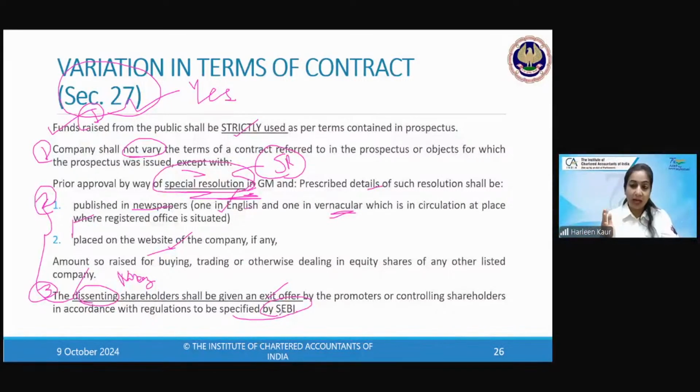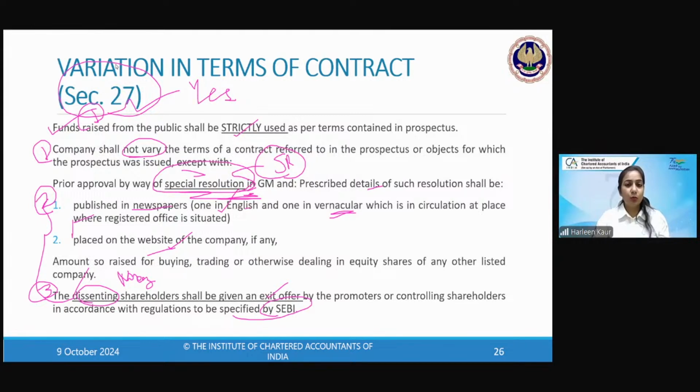Vishika, I will give you time. Just let me complete. Dissenting shareholders will be given an exit offer. That is, if they're not liking this kind of changes, they're not happy, then they can exit from the company. All right. So three things are clear. Let's move forward. What is there more in this?